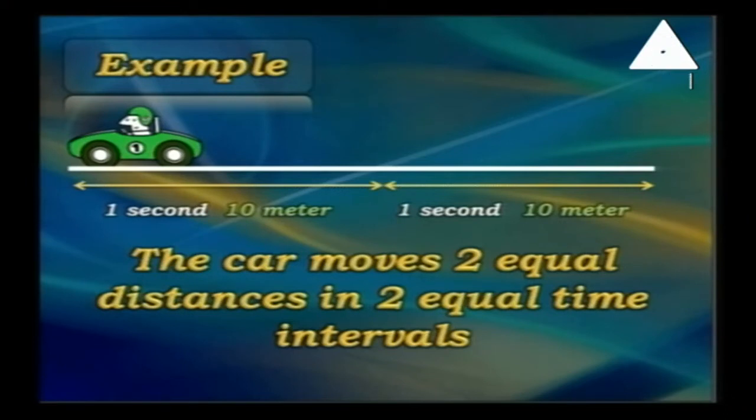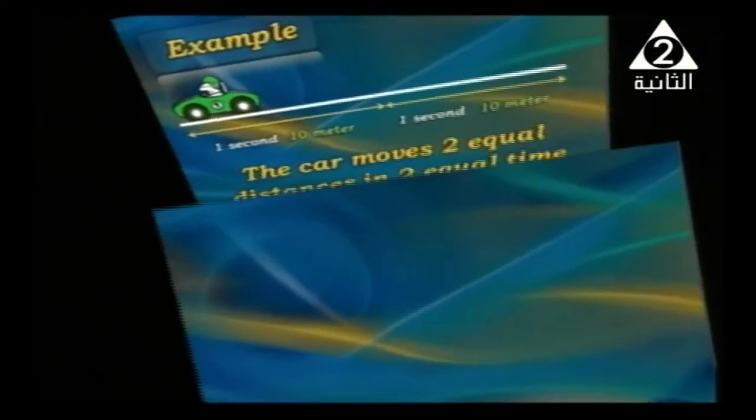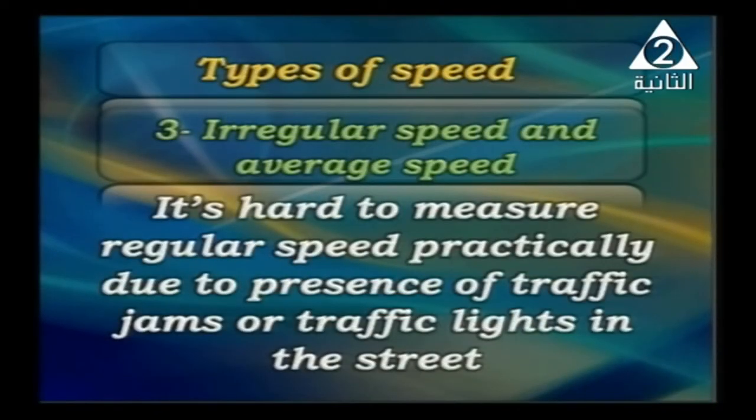So it is 10 meter in 1 second. So it is 10 meter per second like this. And after that, we have another type of speed. We have irregular speed and average speed. Irregular speed, it means what? It means the non-uniform. It's like this.